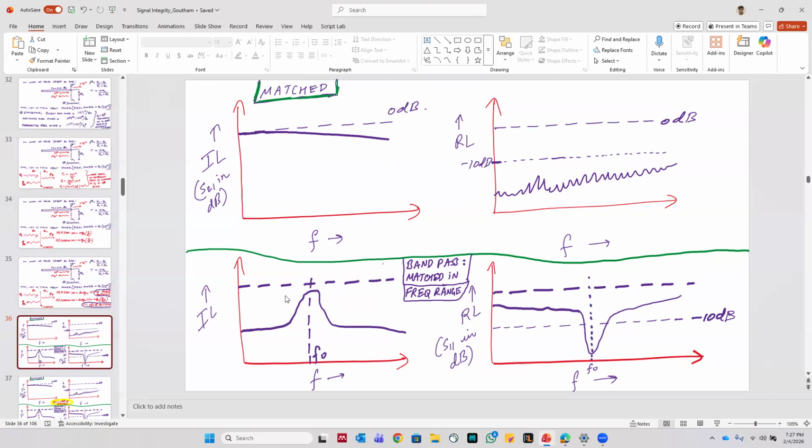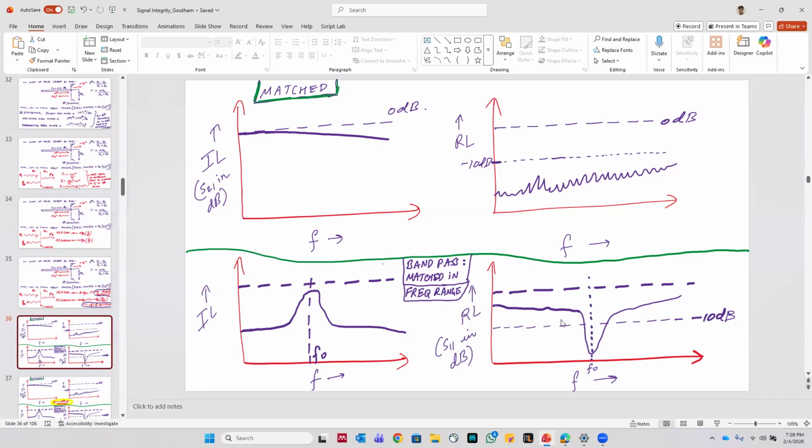Can anyone tell? Oh, I have that here. Okay. Yeah. So this is a band pass situation. Here you see that the return loss is higher than minus 10 dB for most of the frequency, which means it's reflecting. But when it's very close to this frequency F naught, you see suddenly it's dropping below minus 10 dB, which means it's matched for this frequency. But for other frequencies outside of the range, it is unmatched.